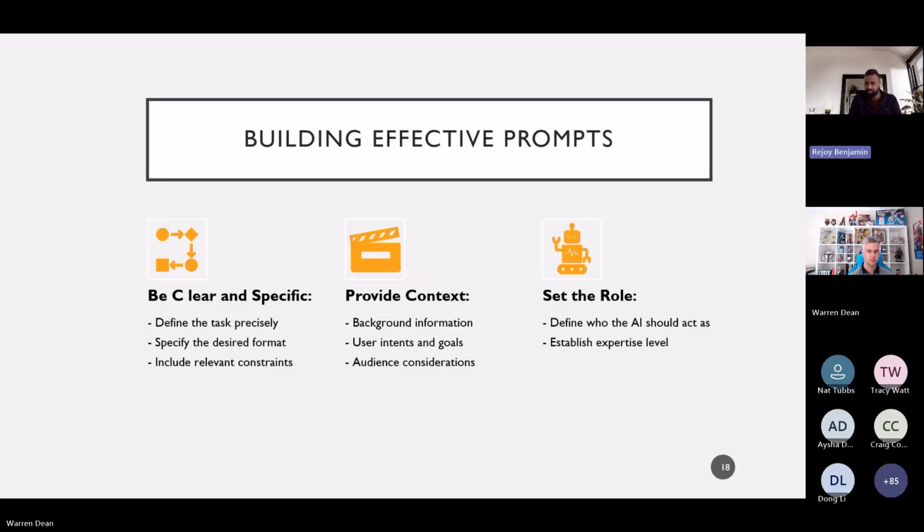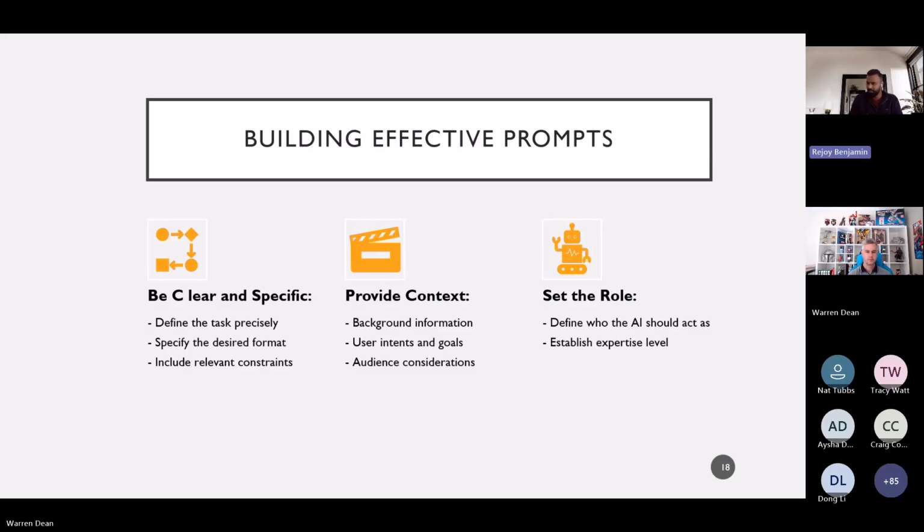You don't need to go into full detail. You don't need to write a full essay on what the context is, but you would want to give a very brief context. We'll look at an example in the next slide, but you want to give a good brief context of the intention and the goal, and who your audience might be.